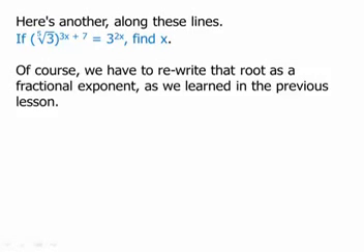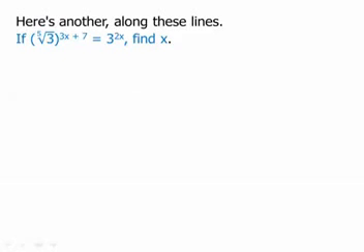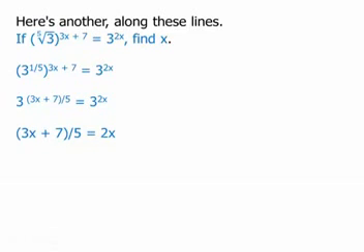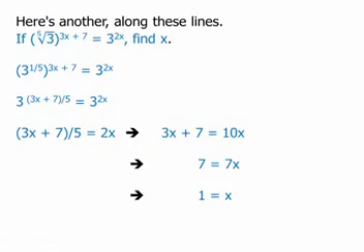Of course, we have to rewrite that root as a fractional exponent, as we learned in the previous lesson. So the fifth root of 3, we have to rewrite as 3 to the power of 1/5. Now we'll multiply the exponents. Now we have equal bases, so we'll just set the exponents equal, multiply by 5, and then just do ordinary algebra to solve.